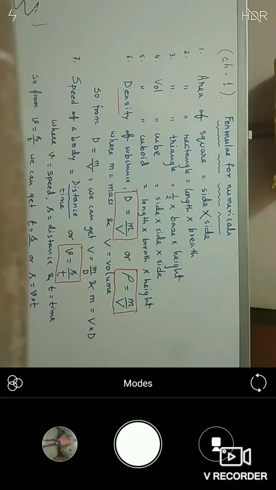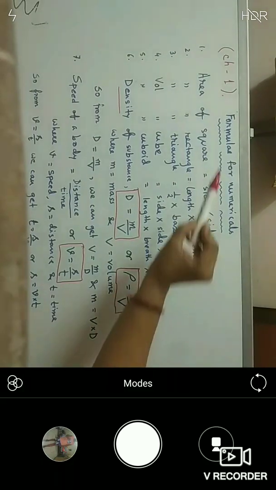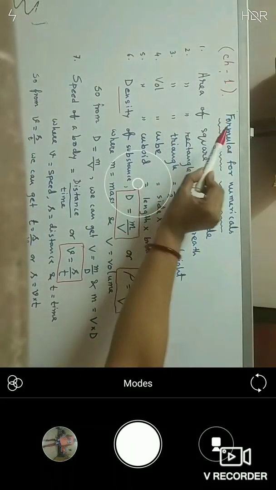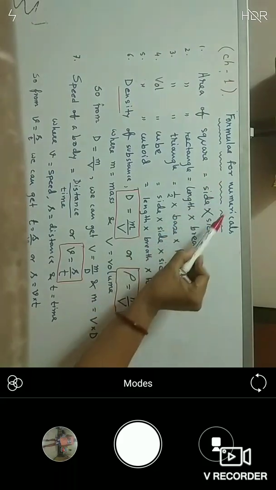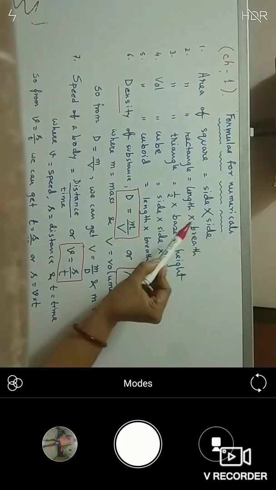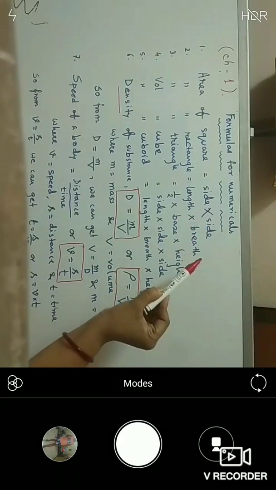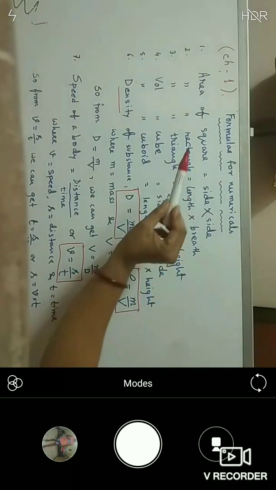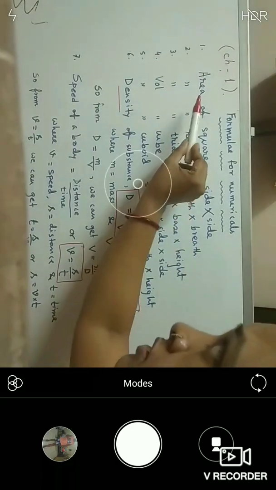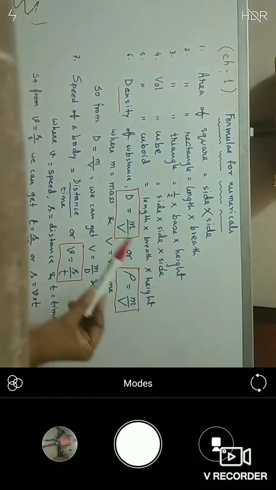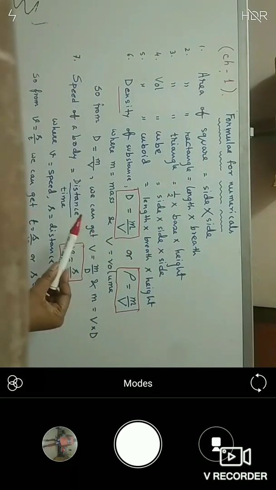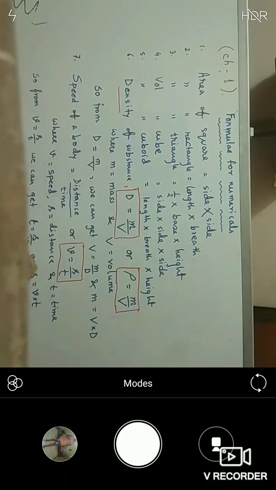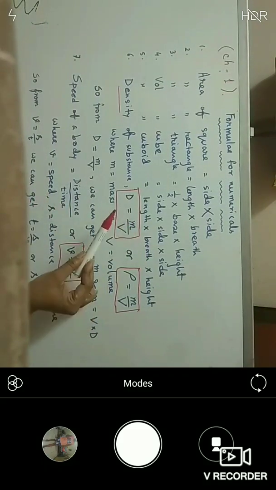So children, today I am going to discuss the numericals based on chapter 1. These are some formulae for numericals which can help you to solve the numericals from the exercises, right? To do the exercises, you need to know about some formulae like volume, area, density and speed. Particularly, you have to know these 4 topics.